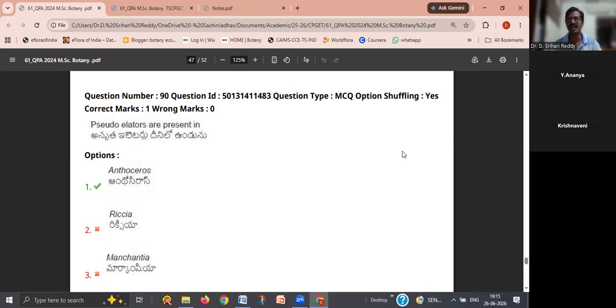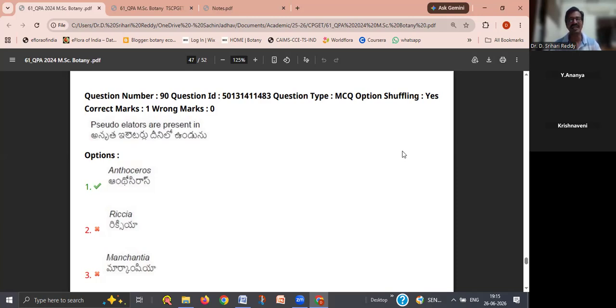Next to Marchantia, there is Anthoceros. That is also a bryophyte. Anthoceros is also called hornwort. Marchantia is called liverwort, and Anthoceros has the common name hornwort.